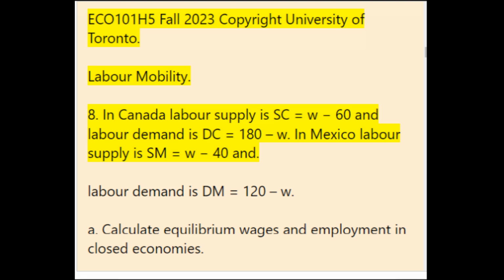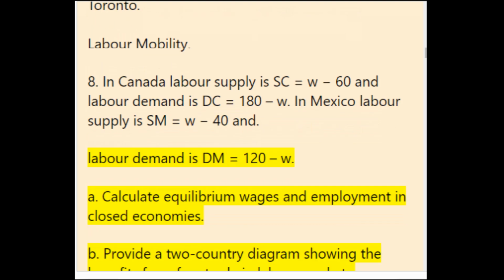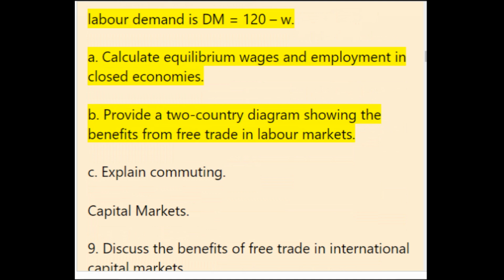Labor mobility. 8. In Canada labor supply is SC = W/60 and labor demand is DC = 180 - W. In Mexico labor supply is SM = W/40 and labor demand is DM = 120 - W. A. Calculate equilibrium wages and employment in closed economies. B. Provide a two-country diagram showing the benefits from free trade in labor markets.